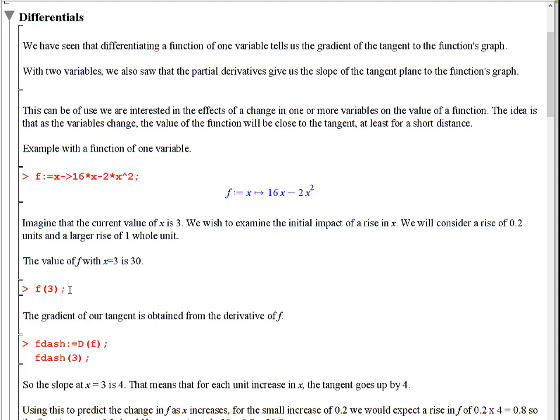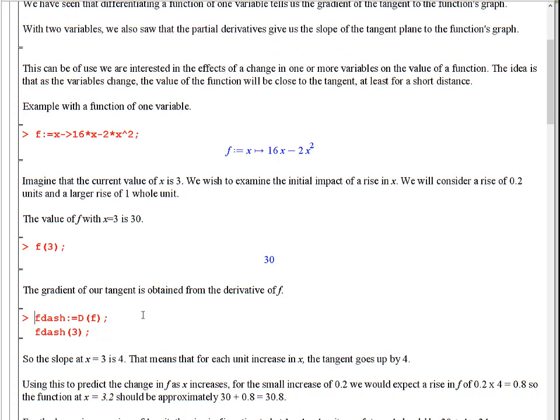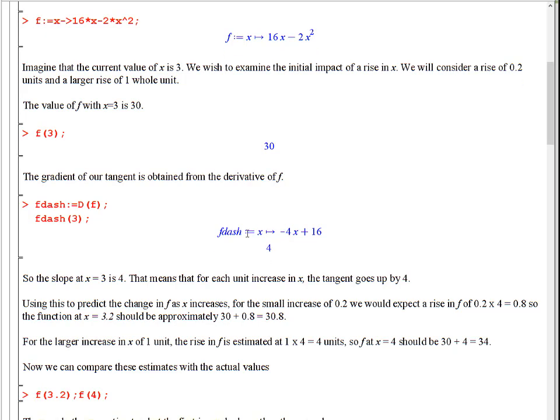So we need to know what we're starting with. We're starting with the function at the value of 3. So substitute 3 and get 30. And we need the gradient of the tangent. So we differentiate f, get the derivative, and then put in x equals 3, and you find 4. So the slope is 4.